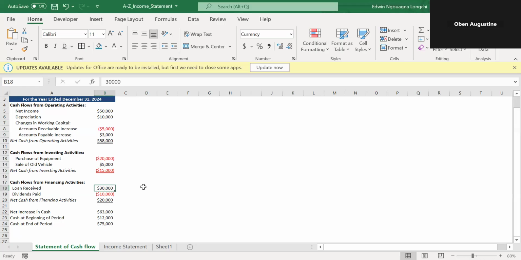So you receive a loan. Okay, so let me clarify this. Investing activities is buying of equipment. You can sell land, you can invest in another business. Taking a loan is a financing activity because you are pumping money into your business. So we cannot say that a loan is an investing activity. Investing is when you are buying new equipment, doing something to increase your investment.